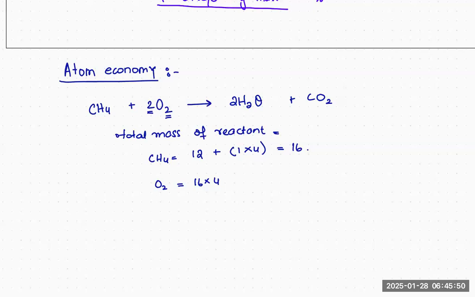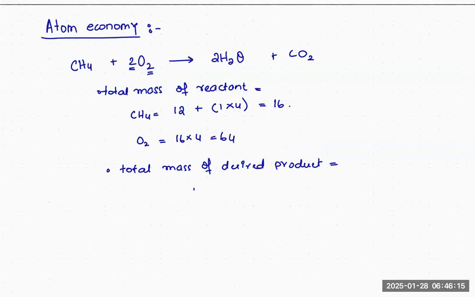Then you will find the total mass of the desired product. Water is our desired product. So we have to find the mass of H2O. There are 2 hydrogens, so 1 multiplied by 2, plus there is 1 oxygen, so 16. Okay. Now we have to multiply this by 2. Why? Because we're getting 2 water molecules. So you will get a total of 36.